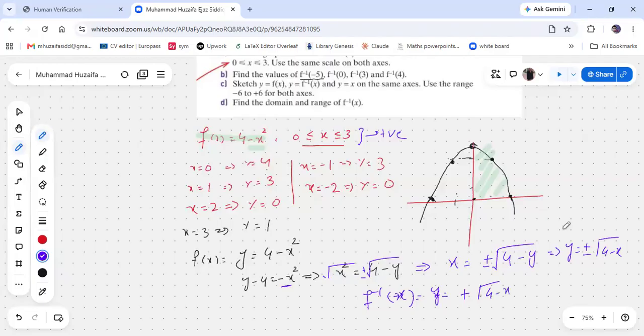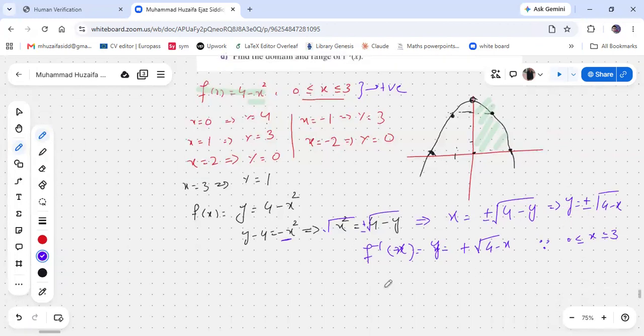And why we take this, because I'm writing the domain. So this is 0 is less than or equal to x, x is less than or equal to 3. Okay. So look at here. This is f inverse of minus 5. So f inverse of minus 5 means we replace the value of x with minus 5. So this is equal to the square root of 4 minus into minus 5. So 4 minus minus is what? This is plus. So this is equal to the square root of 9. This is equal to 3.